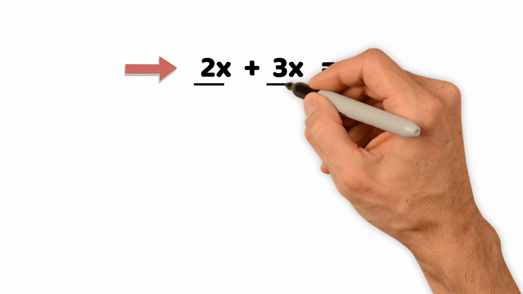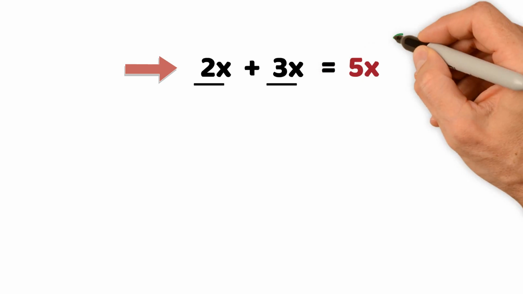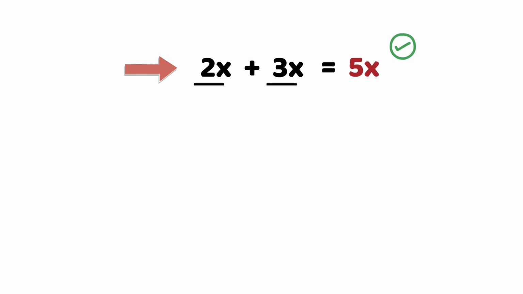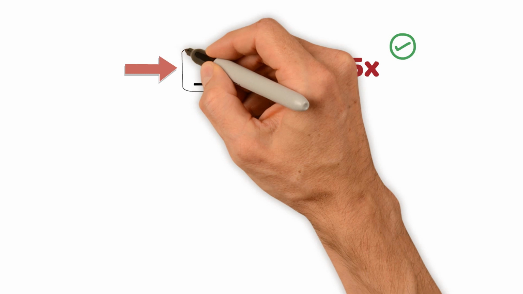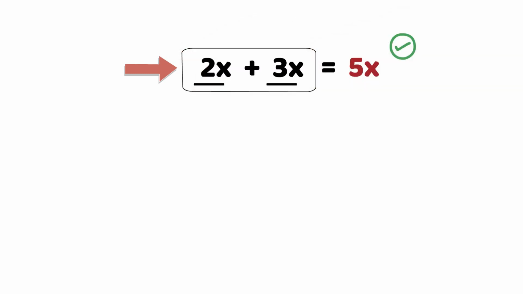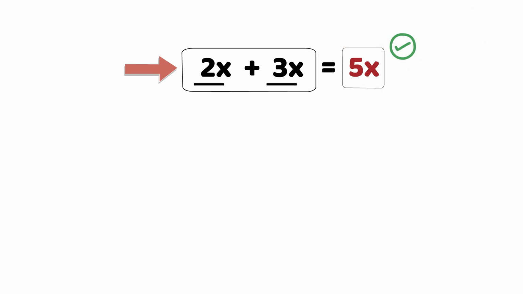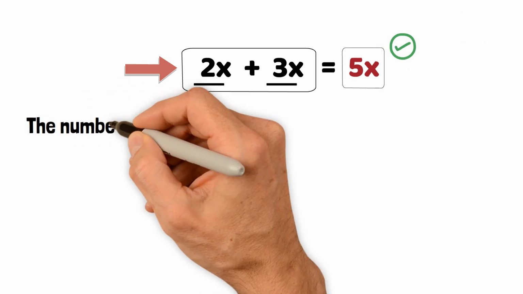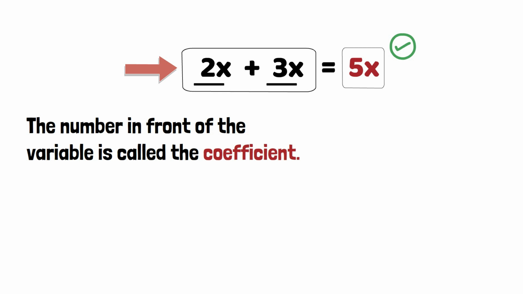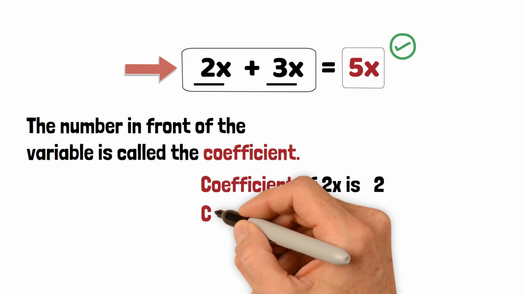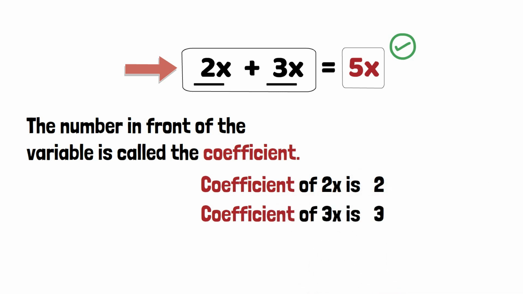What this means is that for any value of x, no matter what we pick, if we substitute it into the equation 2x plus 3x equals 5x, it will be true. Therefore, we say that 2x plus 3x equals 5x. So the algebraic expression 2x plus 3x can be simplified into 5x. The number in front of the variable is called the coefficient. Therefore, the coefficient of 2x is 2, while the coefficient of 3x is 3.